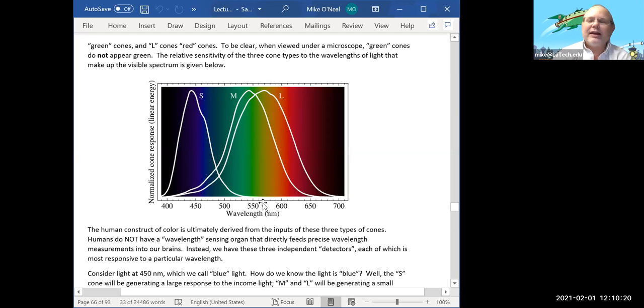I can shine 580 nanometer light into your eye, and these cones will do their jiggling, and you'll say, I see yellow. Or I can send light in at this frequency, and I can send light in at this frequency, and if I adjust the intensities of those lights properly, your M cones and your L cones will jiggle in exactly the same way as if I had shined light at 580 nanometers in your eye, and you will see yellow, even though light at 580 nanometers isn't there.